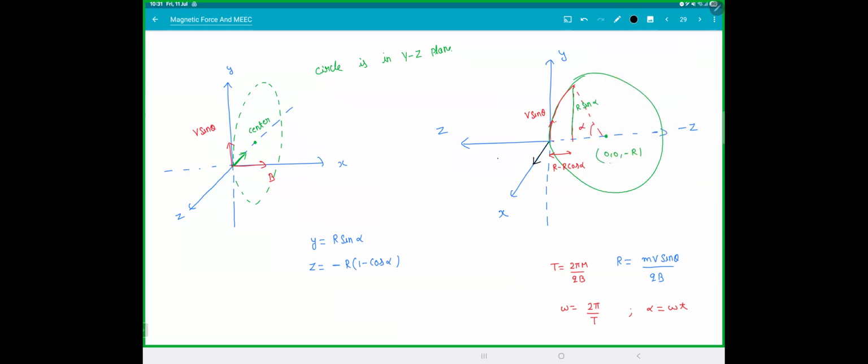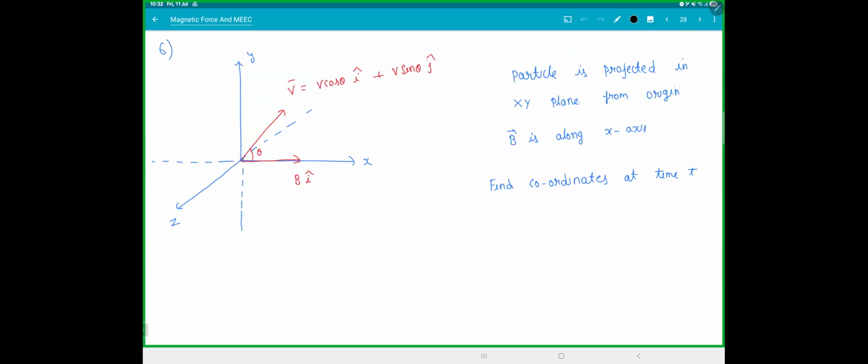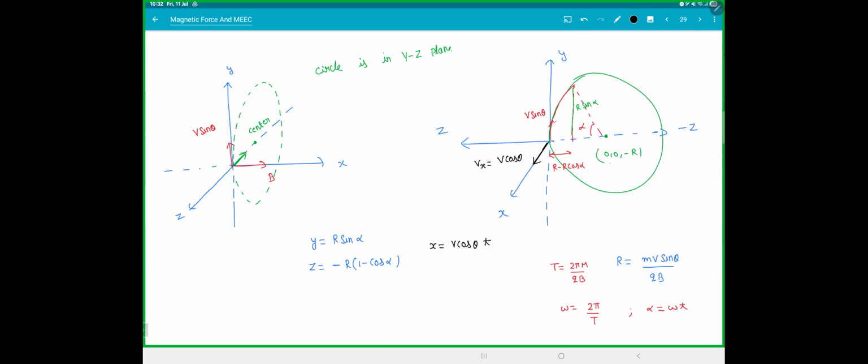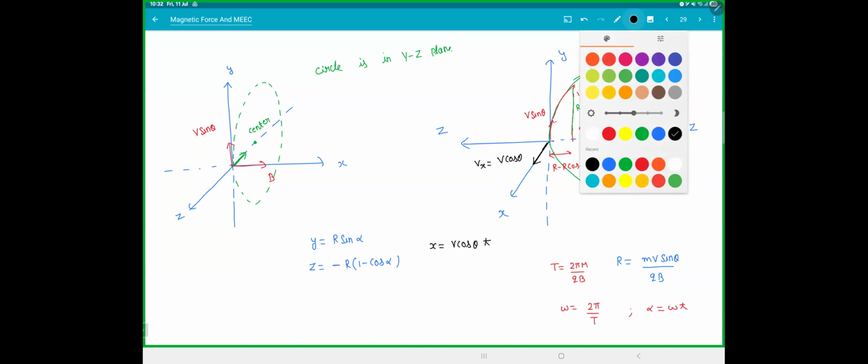Your X coordinate is simple. This is simply going with v cos theta. That doesn't care about anything. This is your Vx. So your X coordinate will be v cos theta into t. Be careful, there are two angles, theta and alpha. Theta is the initial angle between v and B. Alpha is that angle in that circle. Don't mix up both of them.